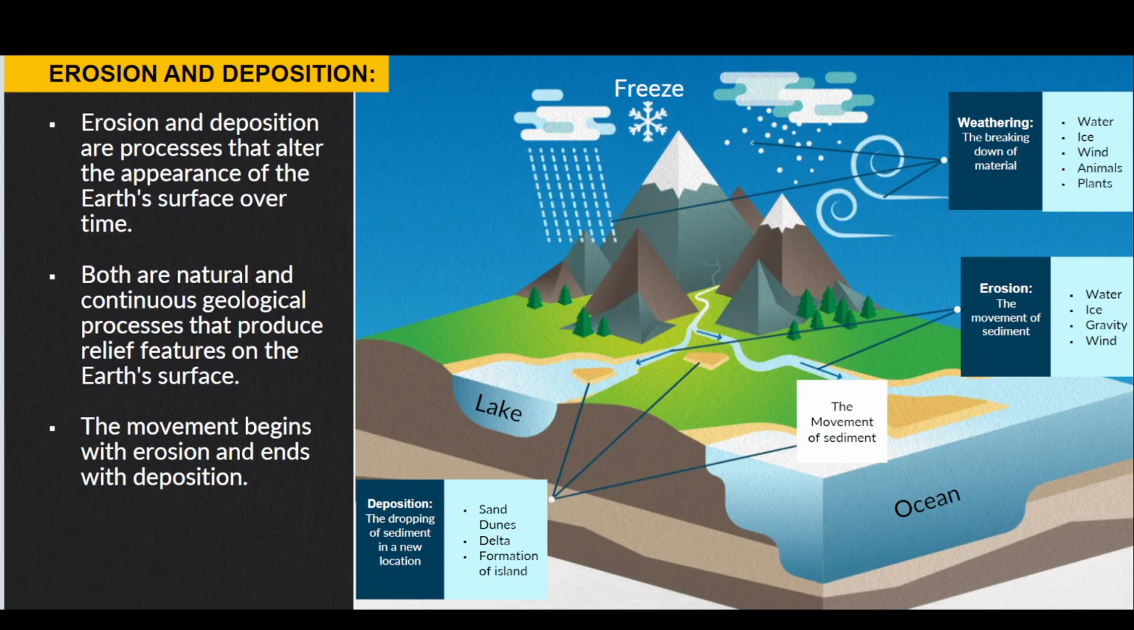So both natural, continuous, and geological processes produce relief features on the earth's surface, and the movement begins with erosion and ends with deposition. Erosion is the moving of sediments from one location to a new location, and ending at that location means depositing those sediments, which is called deposition.